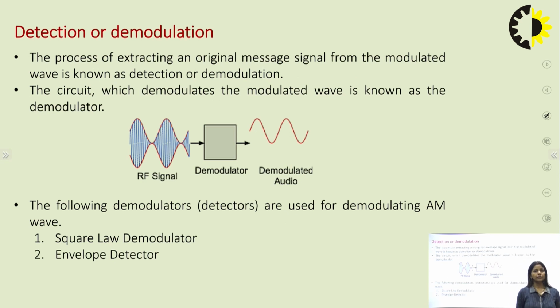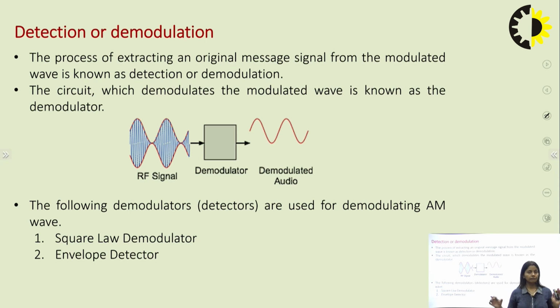At the transmitter, what we have done, we have modulated our carrier wave in accordance with the message signal, okay, in accordance with the modulating signal. Now I need to detect or demodulate the received amplitude modulated wave. That means now I want to demodulate the signal which I have already received, okay.